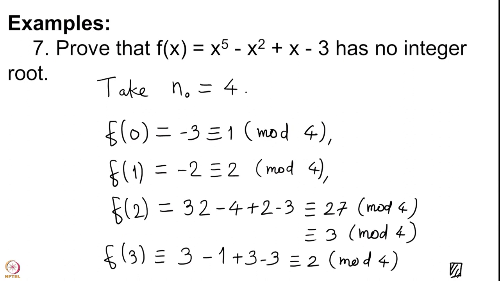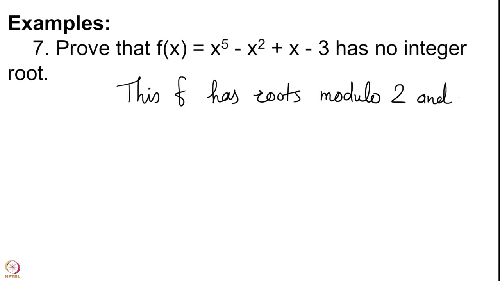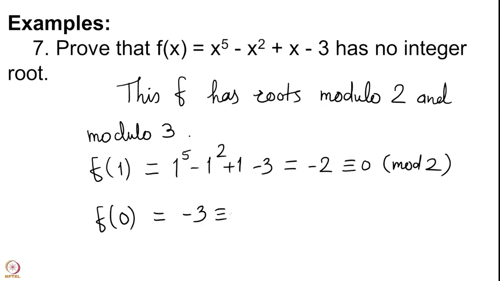You may wonder why I took n naught to be 4 and why not 2 or 3. So it turns out that modulo 2 and 3, there are actually solutions for this polynomial. This f has roots modulo 2 and modulo 3. How do we check that? So if you are considering modulo 2, let us look at f of 1. This is 1 power 5 minus 1 square plus 1 minus 3, which gives you minus 2, which is 0 mod 2. So 1 is a root for the polynomial f modulo 2. And if you are looking at modulo 3, then consider f of 0, which is simply minus 3, which is 0 mod 3.